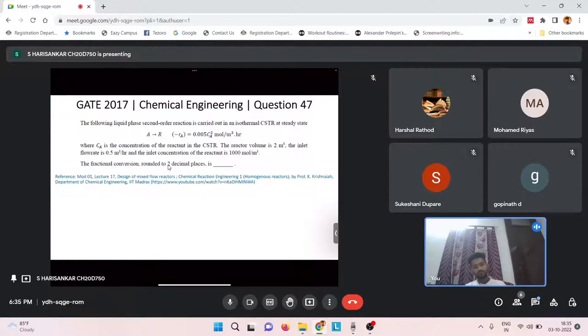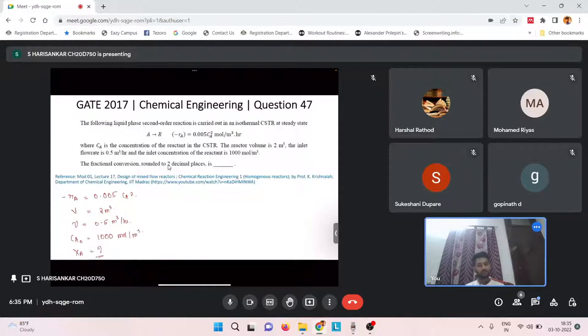So let us write down the data that is being given here. We have been given the reaction rate, minus Ra is equal to 0.005 Ca square. We have been given the volume of the reactor V as 2 meter cube, and the inlet flow rate nu is given as 0.5 meter cube per hour. The initial concentration is also given, so Ca0 is equal to 1000 mole per meter cube. We need to find the fractional conversion Xa.